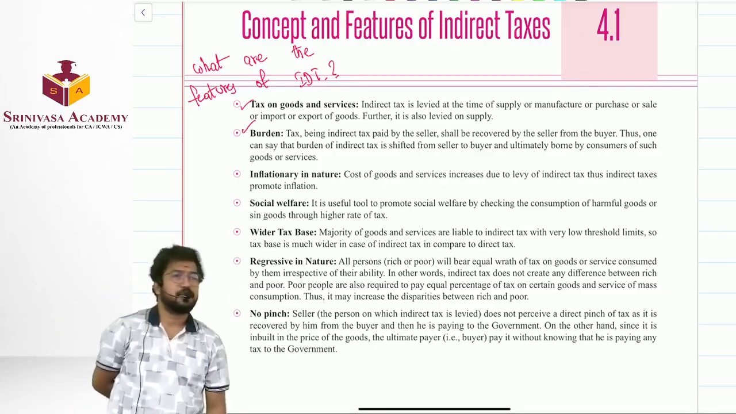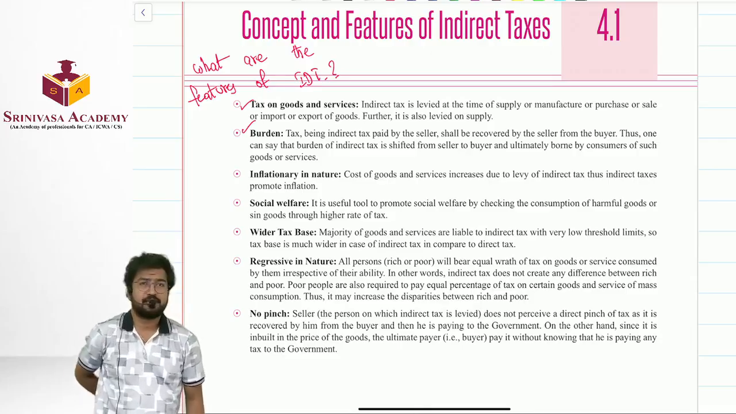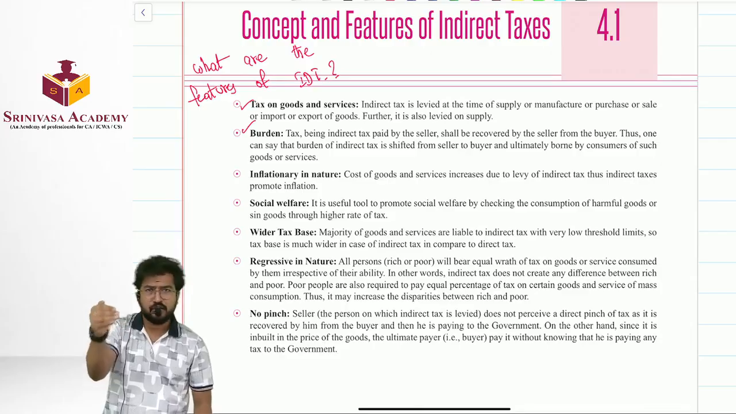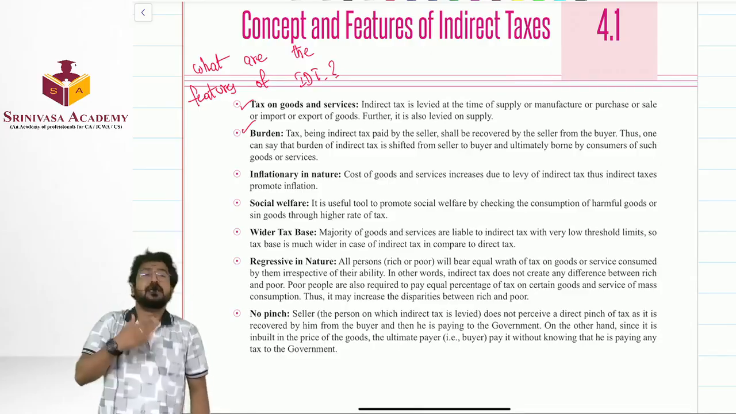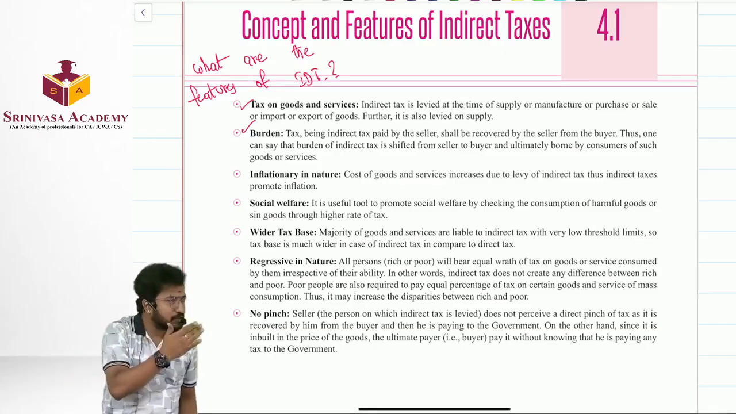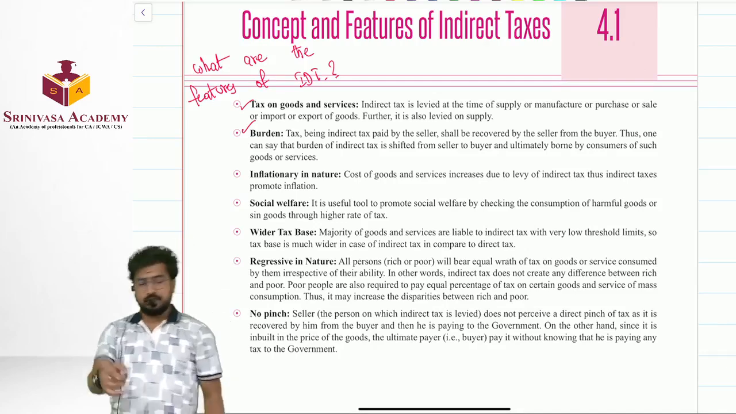Who will take the burden? In indirect tax, the burden is on the final consumer, the customer, correct? Shifting of burden is there or not there here? Yes, that is what the main feature of indirect tax. So here the concept is shifting of burden. Burden can be shifted from one person to another person. That is why we call it as indirect tax. That is the second point.